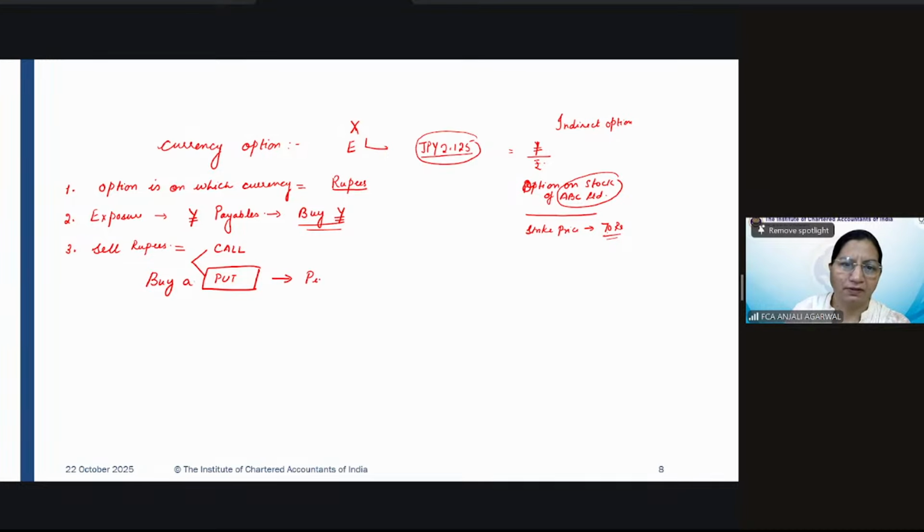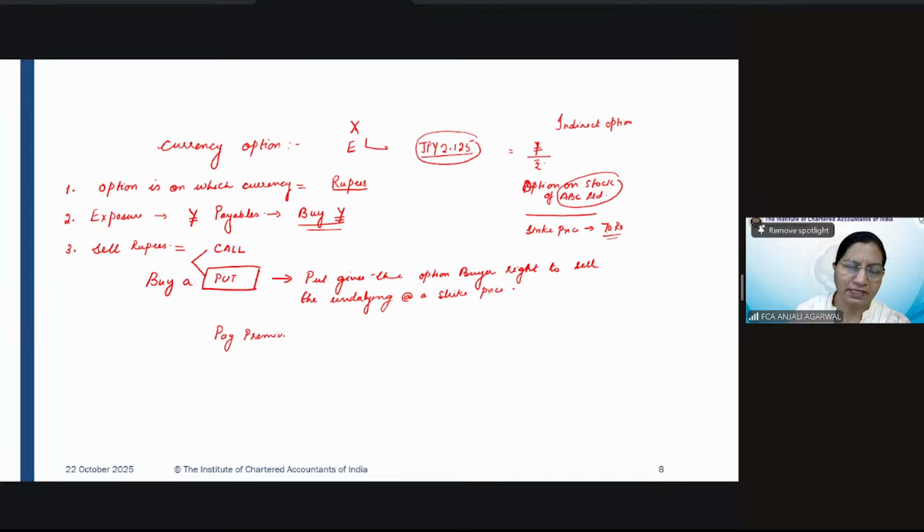Put gives the option buyer the right to sell the underlying, whatever asset, here currency, at a strike price. Okay. And for that, you have to pay premium also.